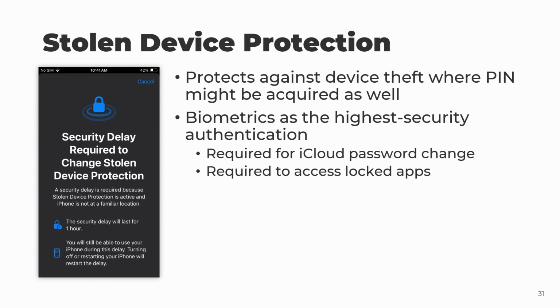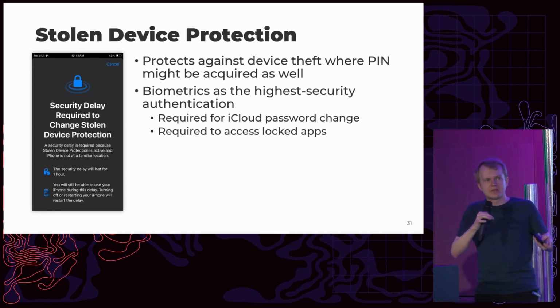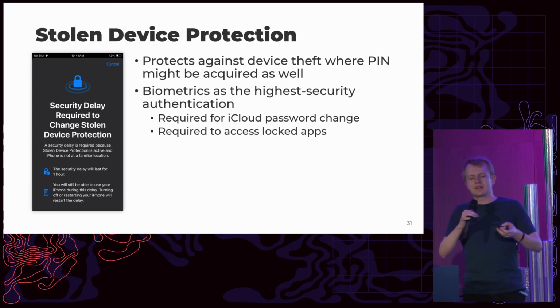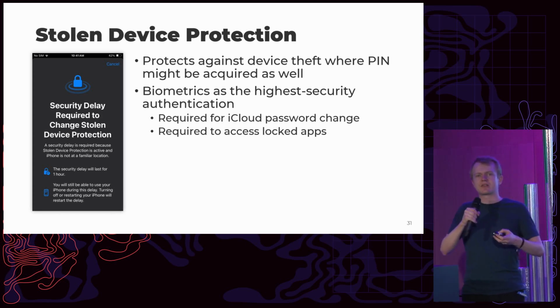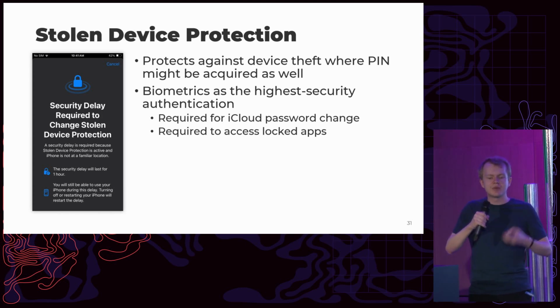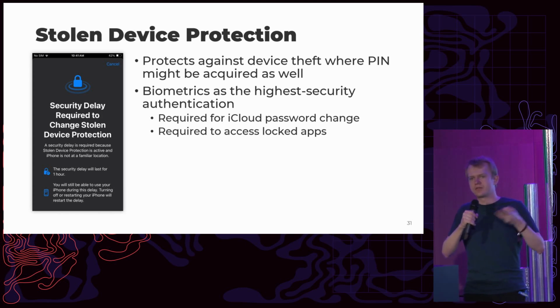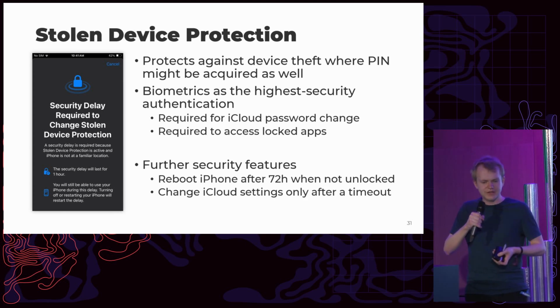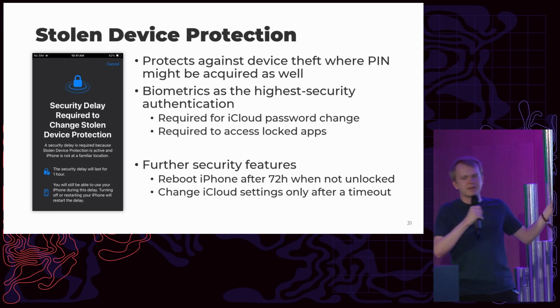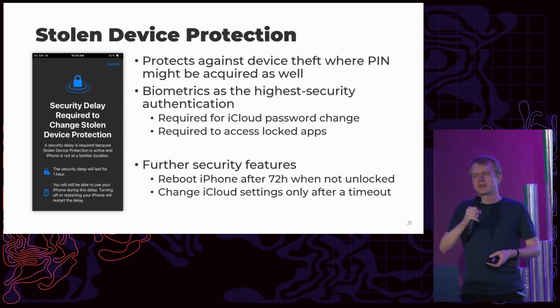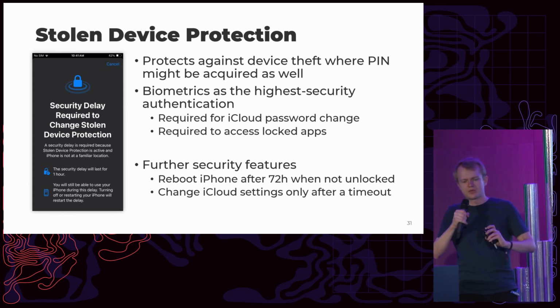And you can also do things like, yeah, that's basically the main features, and there's a number of security things. You cannot change the PIN of the device and so on and so forth. What this stolen device protection does is it introduces biometrics as the highest security form of authentication. So you need biometrics to perform an iCloud password change, and you need biometrics to access locked and hidden apps, which is also a feature that has been newly introduced in iOS 18. Further security features that come with this, well, this whole iPhone rebooting thing that you may have heard of, that Jiska did some research into this fall, where the iPhone reboots when it has not been unlocked for 72 hours, might be tied to the stolen device protection.